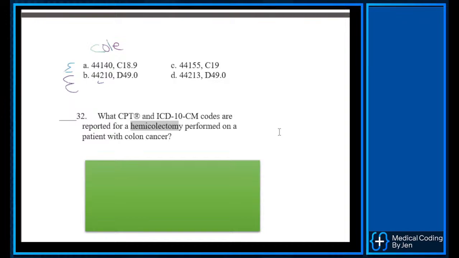Our cheapest of the procedures, of course, is A, 140. It's a partial. What's another word for partial?